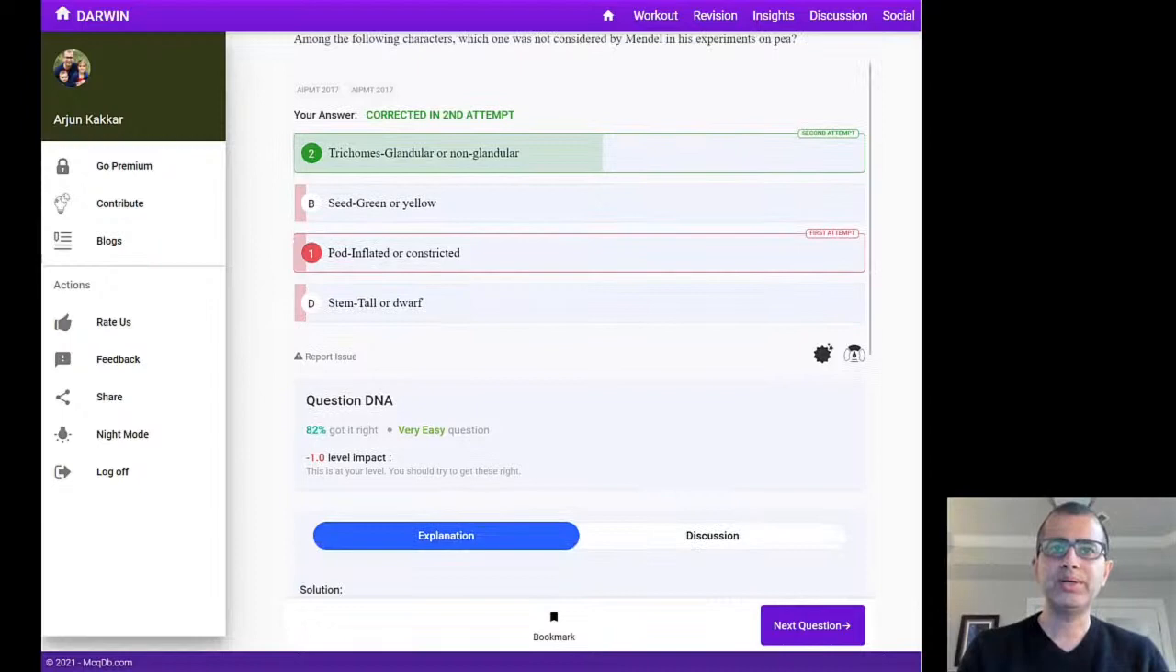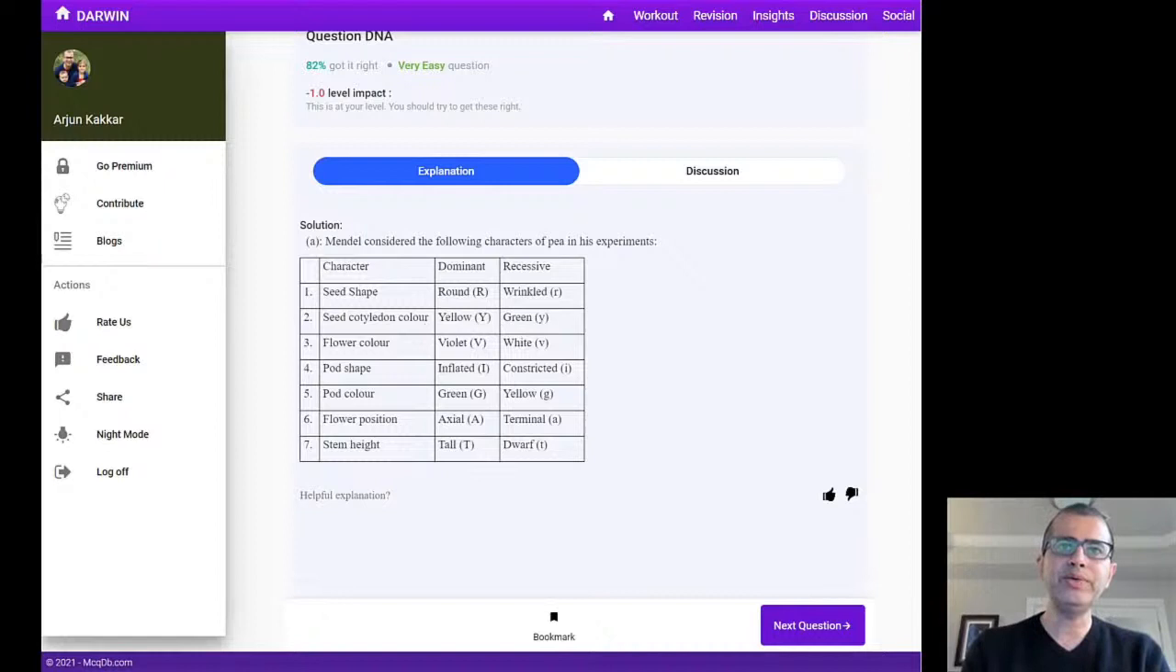It's always advisable, when you get things wrong, to look at the explanation. And here you have this nice table which tells you all the things that Mendel considered in his experiment. So read through it, since it's not just the three options that were given there. You look at seed shape, cotyledon color, flower color, pod shape, pod color, flower position, stem height, and keep that in mind. Anyway, let's try another question.